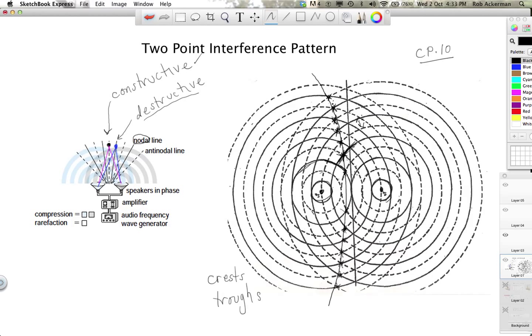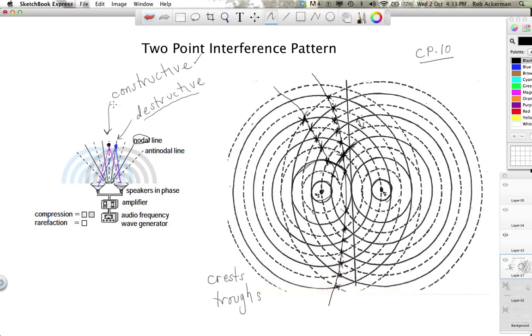Anyhow, just to finish up here, if you keep following what's going on here, you're going to see a little while later, here's another instance where crests are meeting troughs, crests meeting troughs. And what do you notice? They're following along a similar pattern. This is a second nodal line. So there's a whole bunch of nodal lines. In between them are antinodal lines, and the pattern helps us find the wavelength. And that, in a nutshell, is two-point interference.